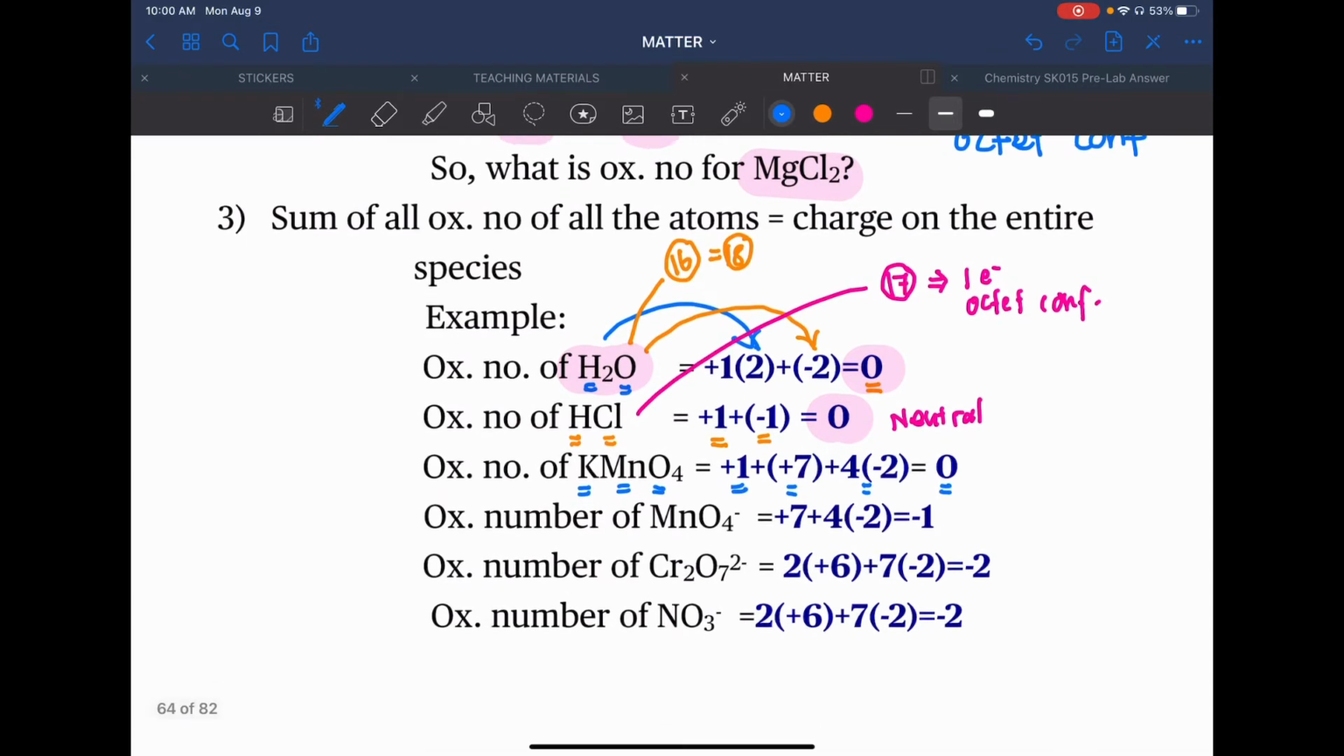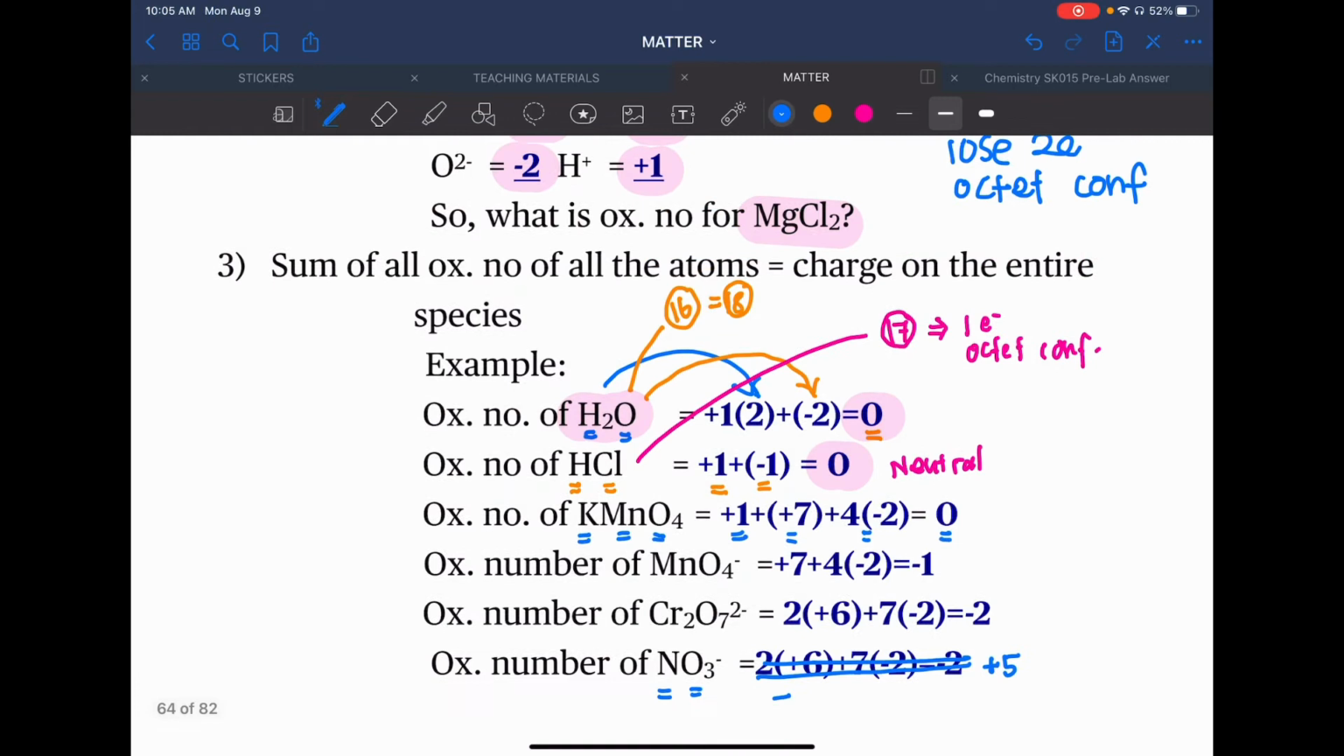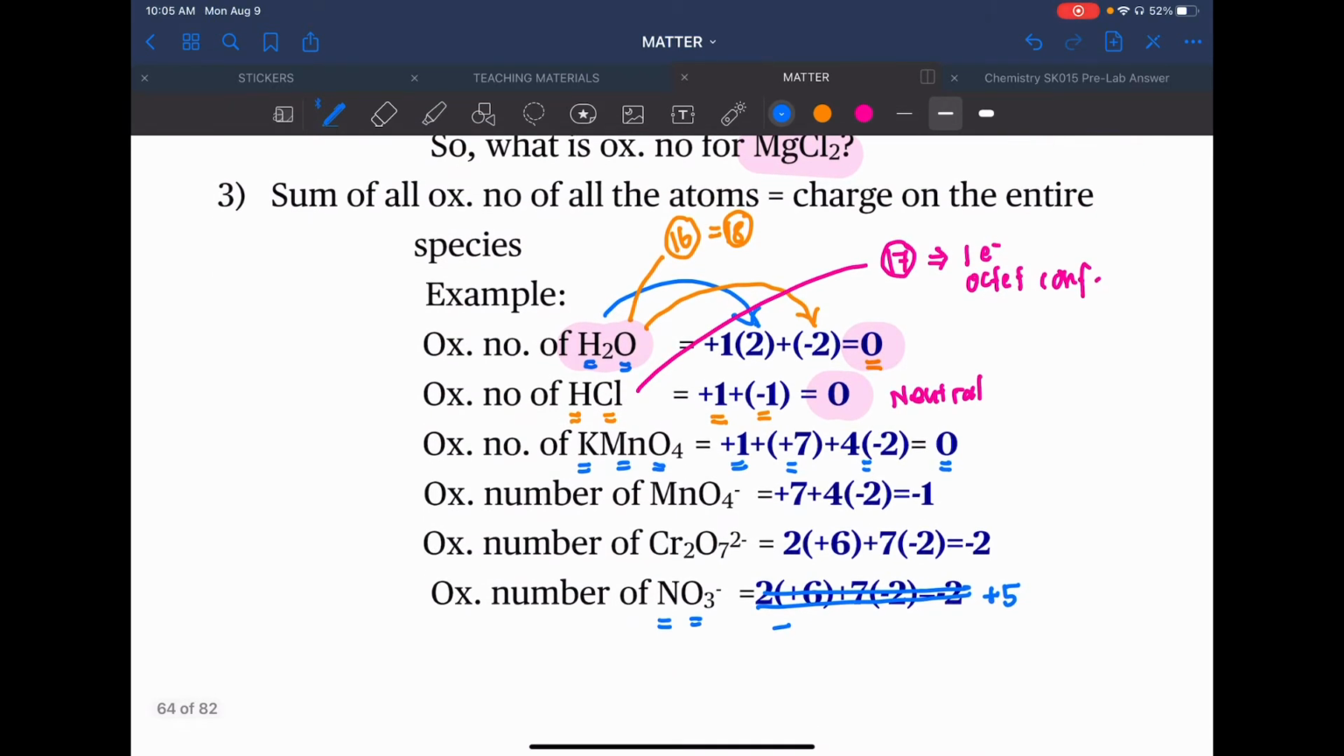Okay, now we look at the ion. For example, NO3 minus. Okay, let's continue for NO3 minus. So first, minta padam yang Madam bagi dalam notes tu sebab dia tercopy paste dengan yang kat atas tu.